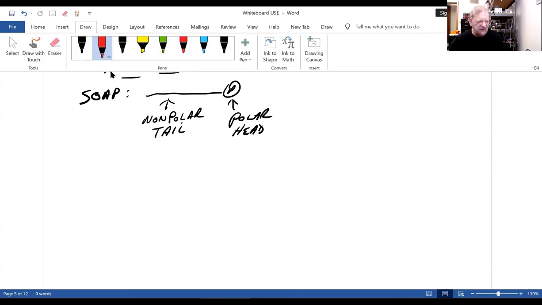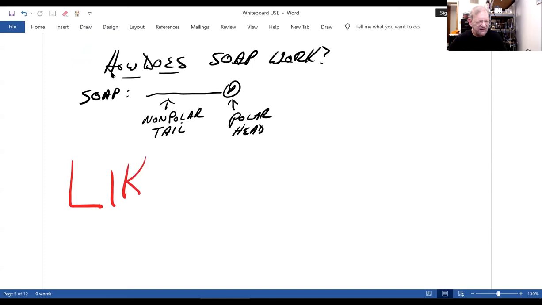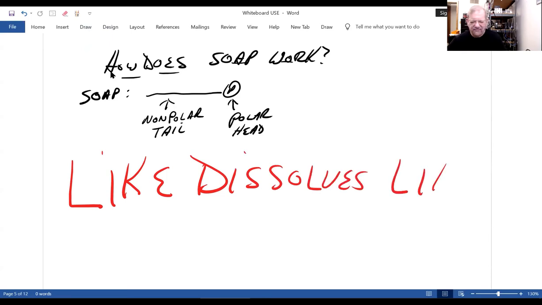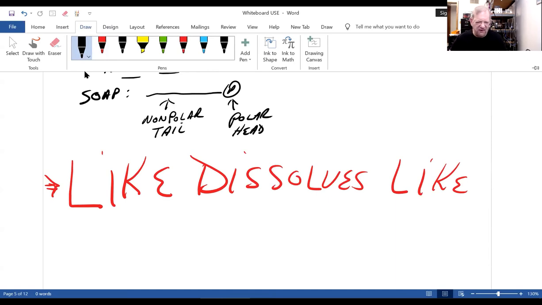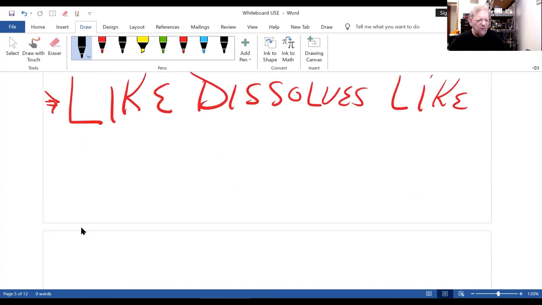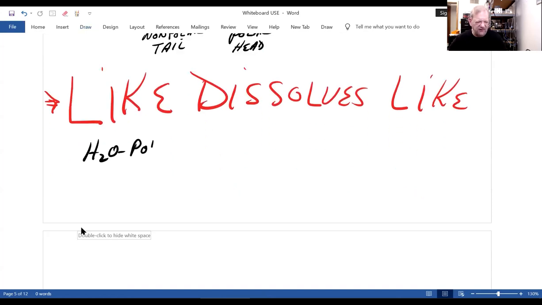I'll even change colors because it's so important, and go to super font. An important piece of the puzzle, how does soap work, is like dissolves like. Things that are polar are soluble in polar things. Things that are nonpolar are soluble in nonpolar things. And water, as you've learned, is polar. It's the most polar substance in the universe. And dirt and grease are nonpolar.